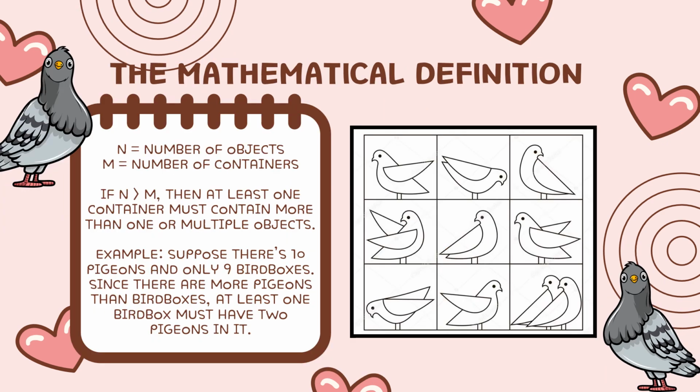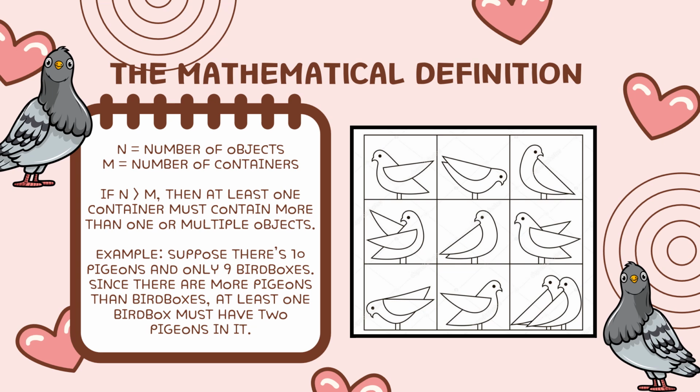The mathematical definition. N is the number of objects. M is the number of containers. If N is greater than M, then at least one container must contain more than one or multiple objects.